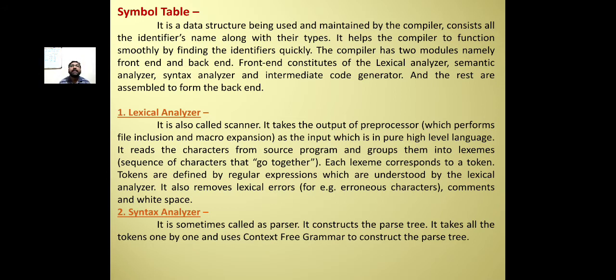Symbol table: it is a data structure used and maintained by the compiler, consisting of all the identifier names along with their types. It helps the compiler to function smoothly by finding the identifiers quickly. The compiler has two modules, namely the front end and the back end. The front end consists of the lexical analyzer, syntax analyzer, semantic analyzer, and intermediate code generator, and the rest are assembled to form the back end. Along with the symbol table, I will explain them one by one.